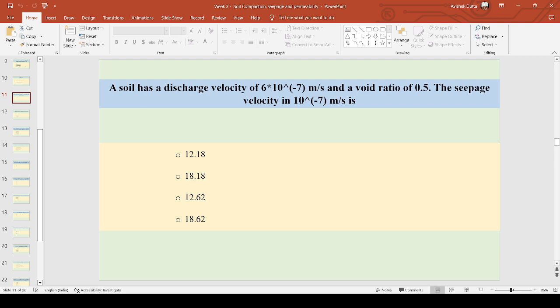the options are 12.18, 18.18, 12.62, 18.62.